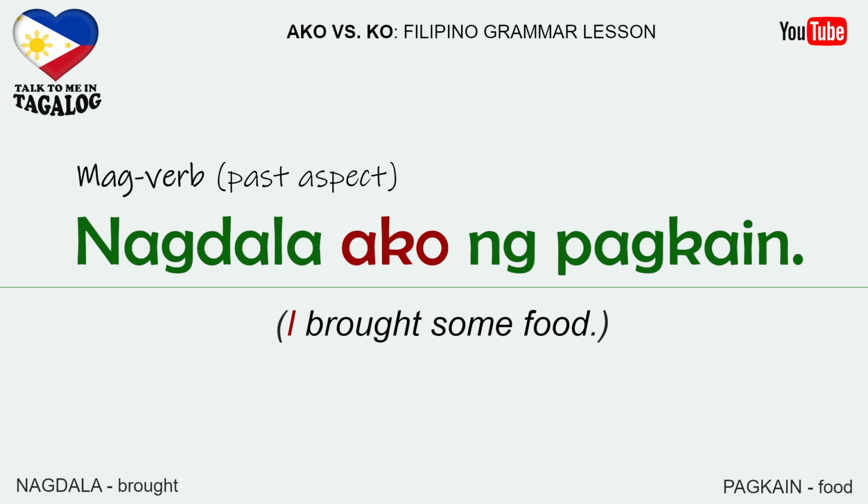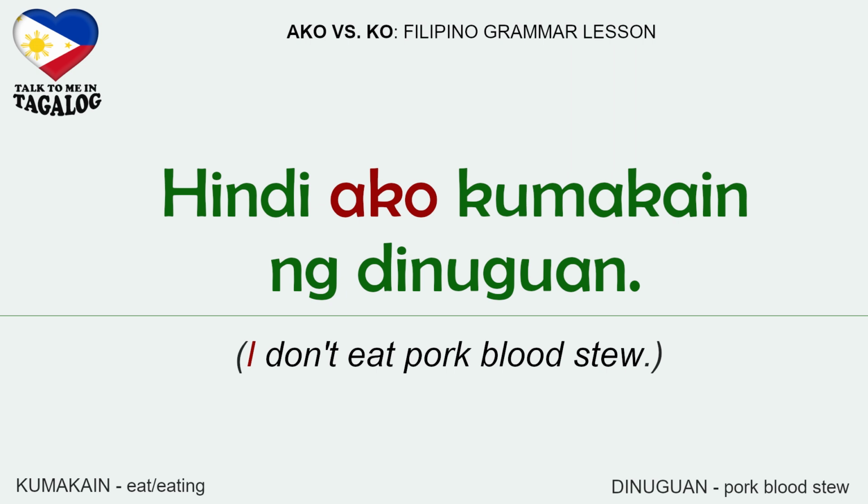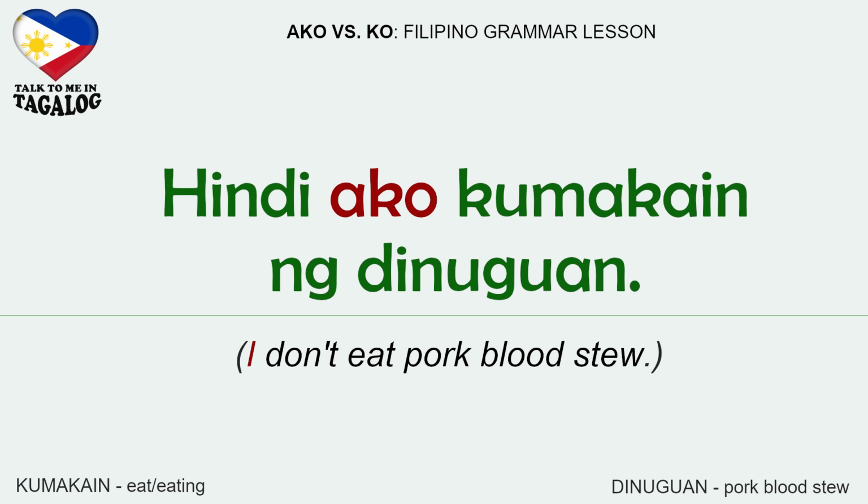Nagdala ako ng pagkain. I brought some food. Can you tell me what kind of verb we have here? Right, we have the verb kumakain, which means eat or eating. Hindi ako kumakain ng dinuguan. This is a negative sentence because we placed the word hindi before ako. Hindi ako, which translates into I don't. Hindi ako kumakain ng dinuguan. I don't eat pork blood stew.